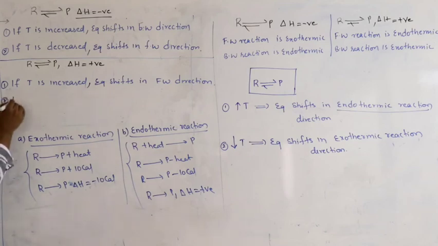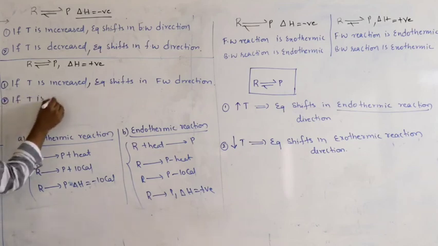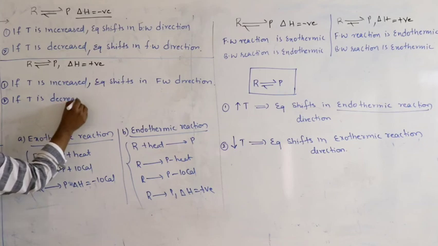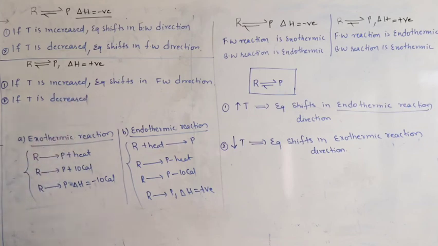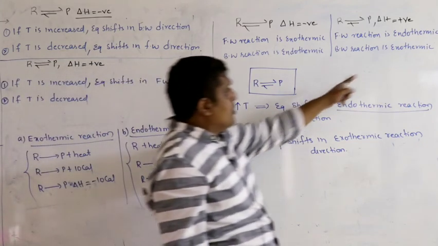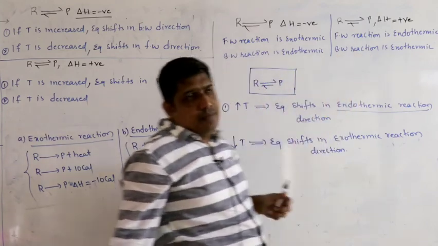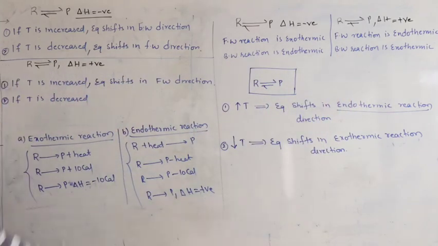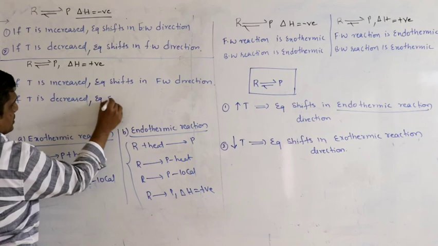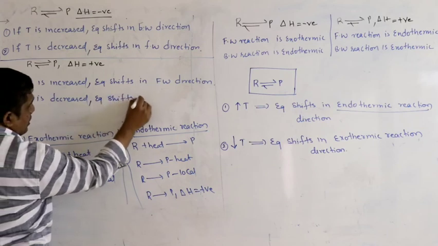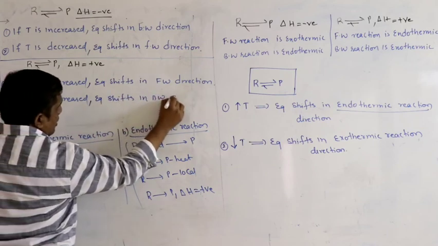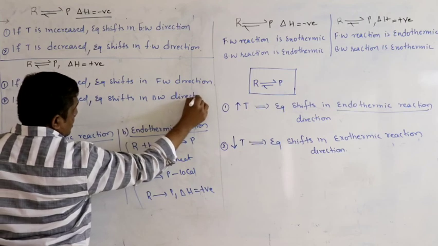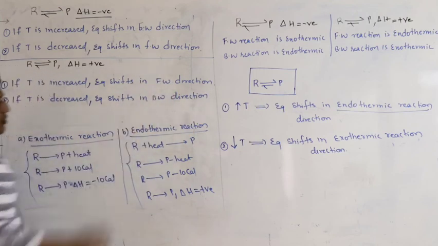Next, if temperature is decreased, decrease in temperature favors which reaction? Exothermic. For this reaction, what is the exothermic reaction? Backward. Therefore, with decrease in temperature, equilibrium shifts in the backward direction. FW forward, BW backward.